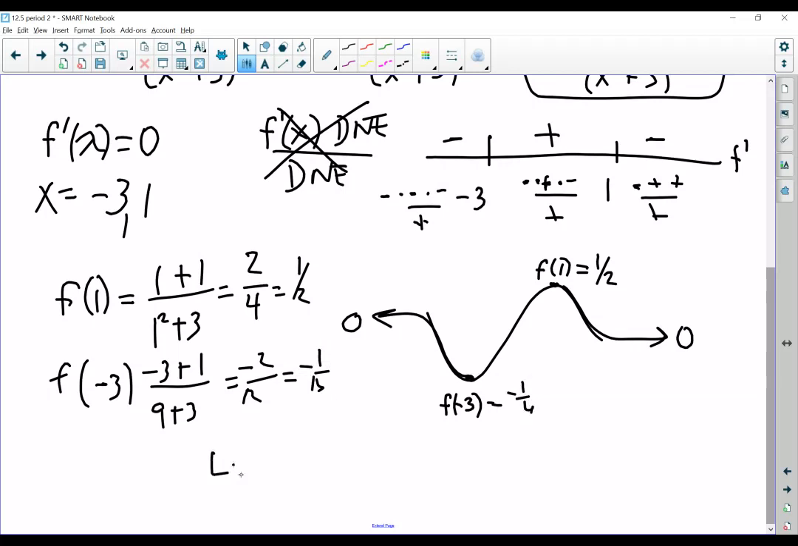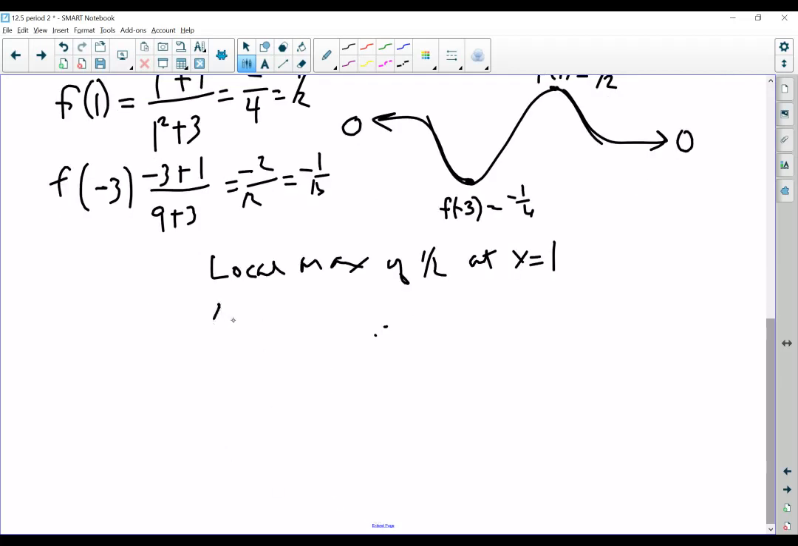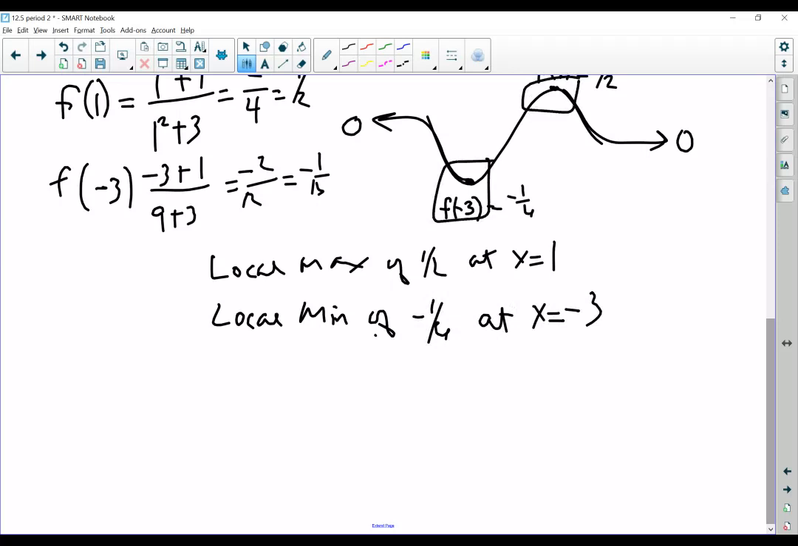So I know I have a local max of 1/2 at x equals 1. I have a local min of negative 1/6 at x equals negative 3. Now, they're guaranteed to be locals because they are 0 slopes.